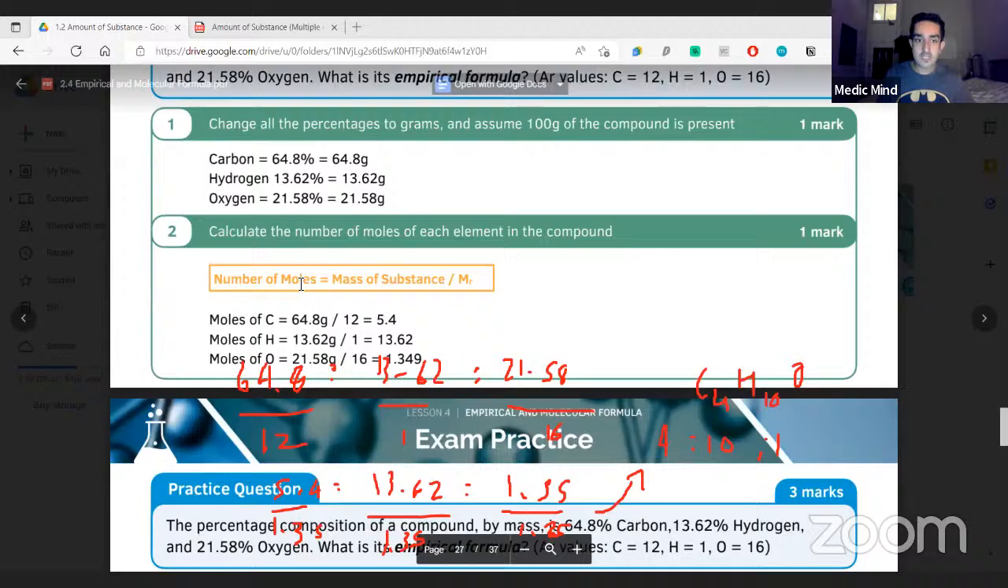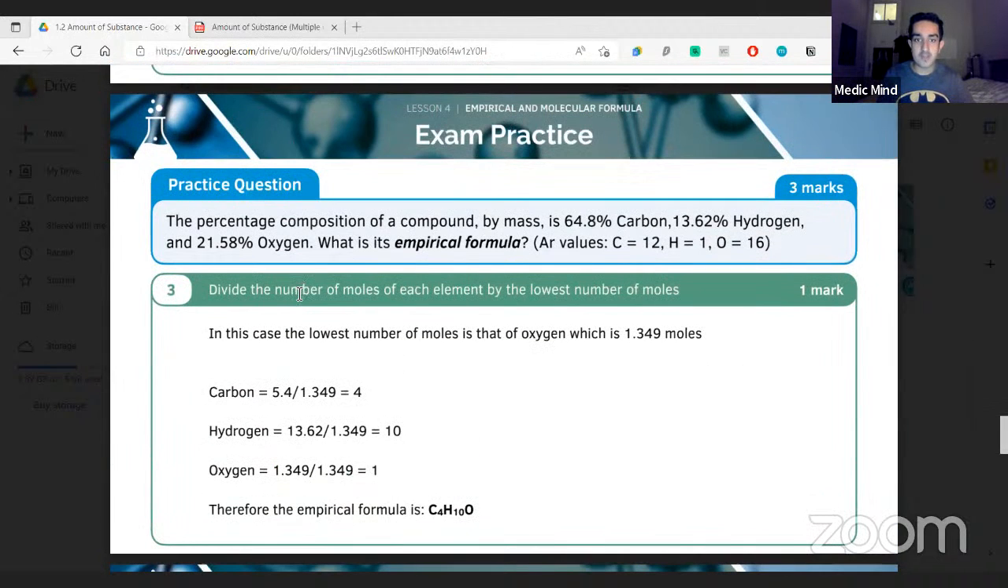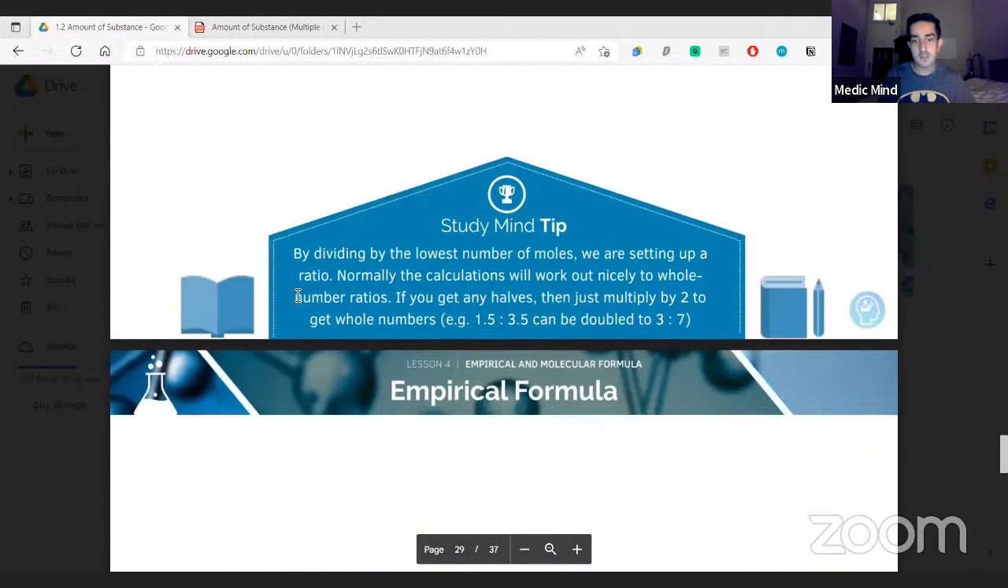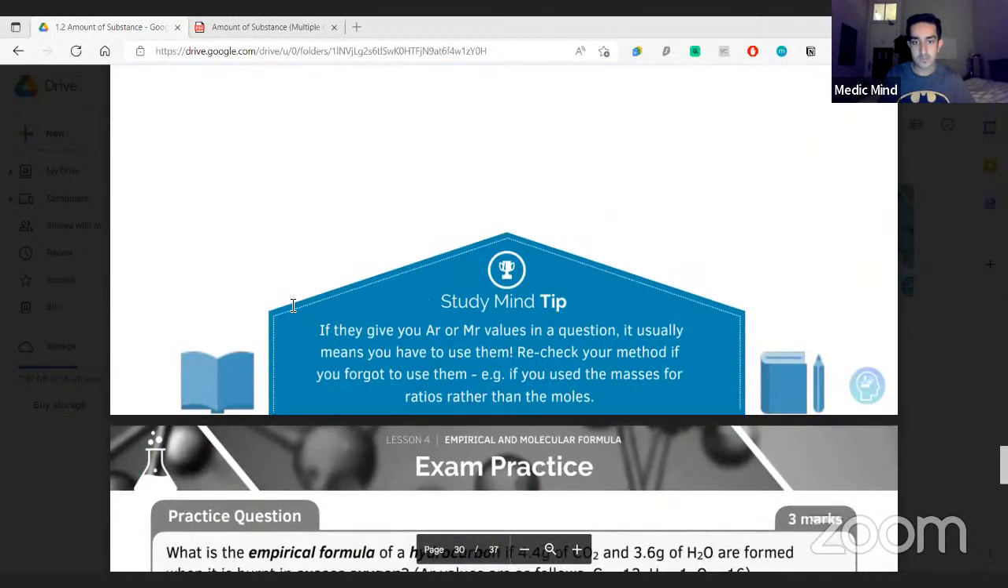Okay. So you calculate the number of moles, and then you divide the number of moles of each element by the lowest number of moles, and you work backwards.